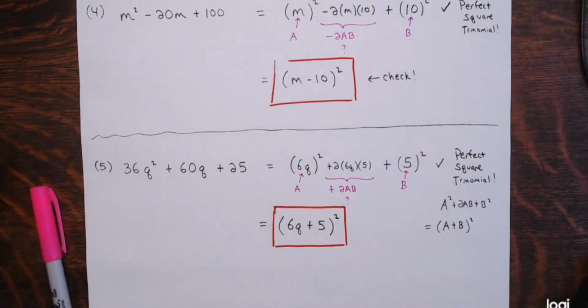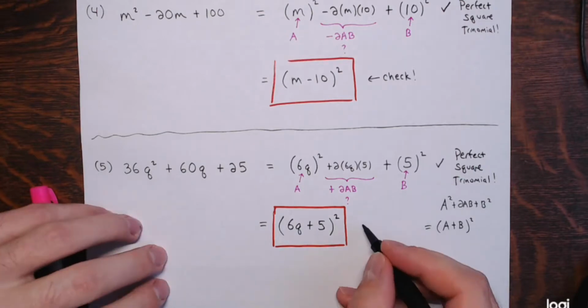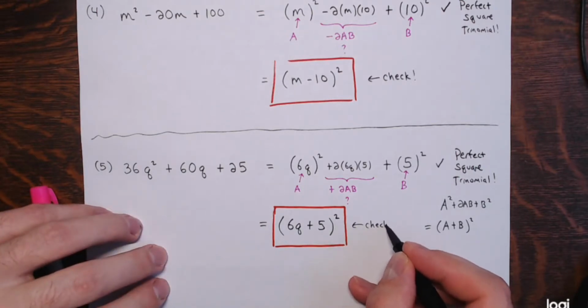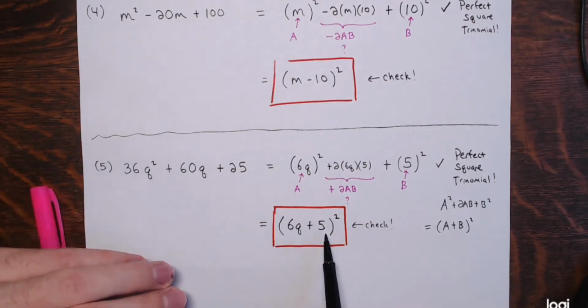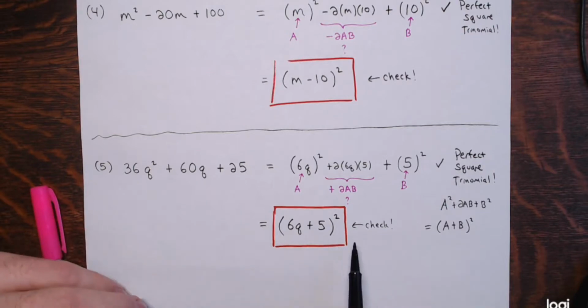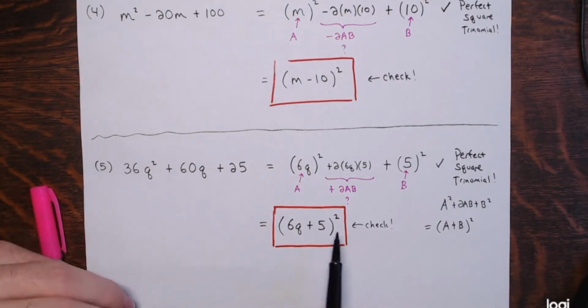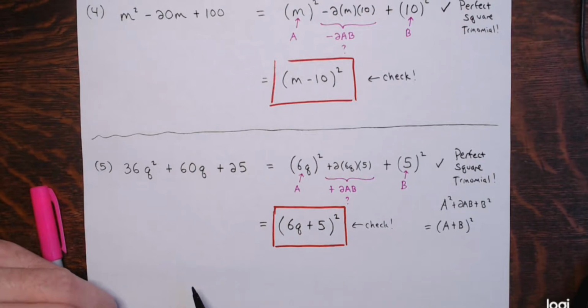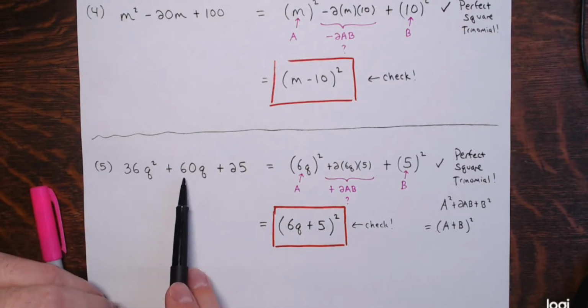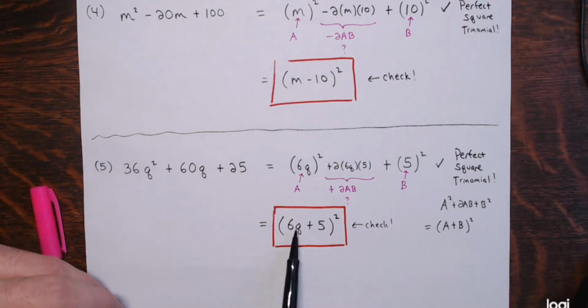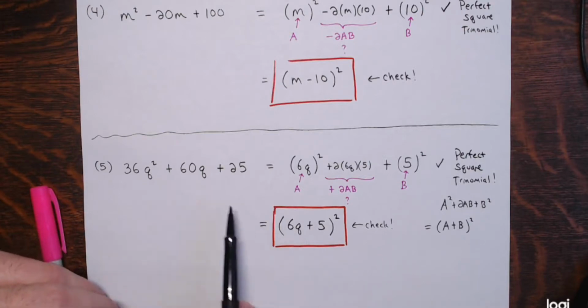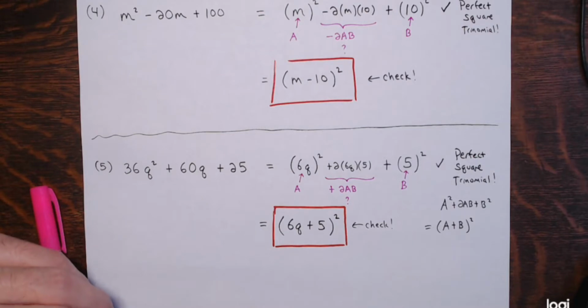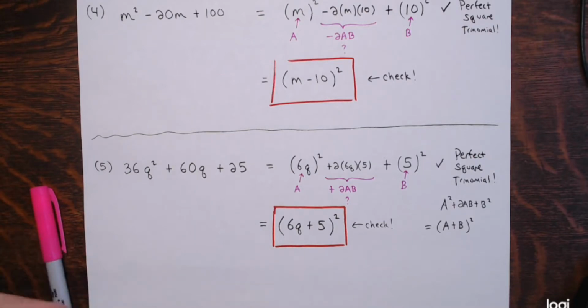And again, don't forget to check your work. Take 6q plus 5 and multiply it by 6q plus 5. And you better end up with 36q squared plus 60q plus 25. Also, you can try to verify and test out that the expression I started with and the expression I ended with will be the same value no matter what I plug in for q. And I'll leave it to you to check that out yourself.